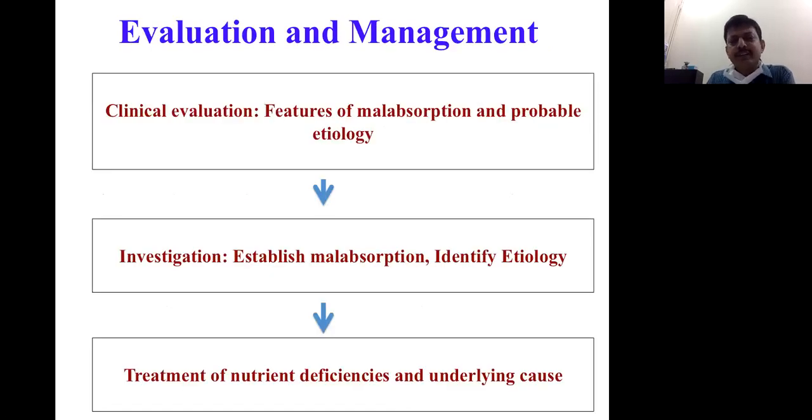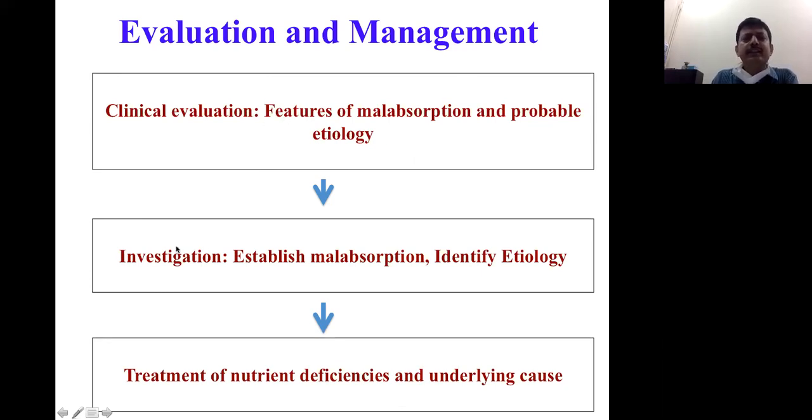So now we have discussed a little bit about the overview of process of digestion and absorption and what are the different conditions which can lead to malabsorption. Okay. Now next we'll discuss how do we approach a patient where we are suspecting malabsorption, and I have divided them into 3 steps. The first step is clinical evaluation, which is very important. So clinically, which means history, examination, to evaluate that the patient has features of malabsorption, and also to get a clue into what is the probable underlying cause of malabsorption.